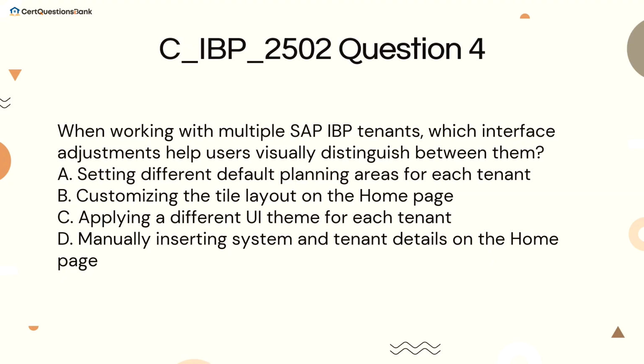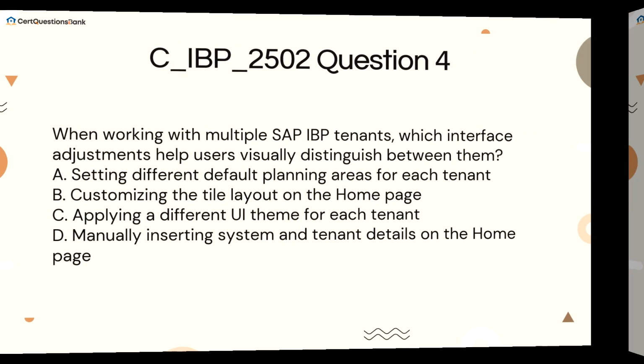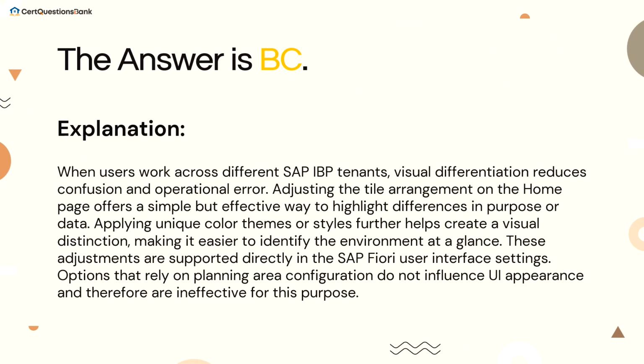When working with multiple SAP IBP tenants, which interface adjustments help users visually distinguish between them? A. Setting different default planning areas for each tenant. B. Customizing the tile layout on the home page. C. Applying a different UI theme for each tenant. D. Manually inserting system and tenant details on the home page. The answer is B, C.